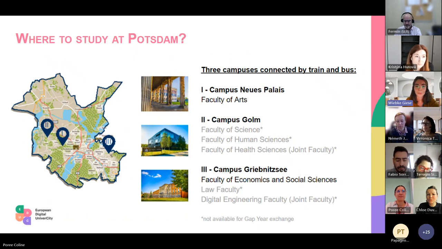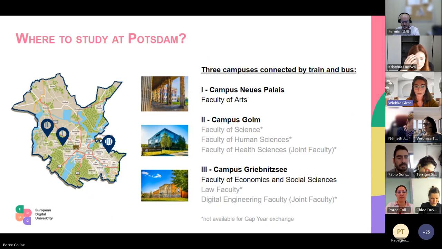Thank you very much. So here you can see that the University of Potsdam has three different campuses. We are basically located in and around Potsdam. All three campuses are connected by train or bus services, so you don't have a long way to commute, even though they are set apart. Campus number one, which you already saw in a little picture, is the campus New Palace. On this campus, we have the Faculty of Arts, and that is one of the two faculties that are open for gap semester students. Number two is, let's call it, the technological campus.